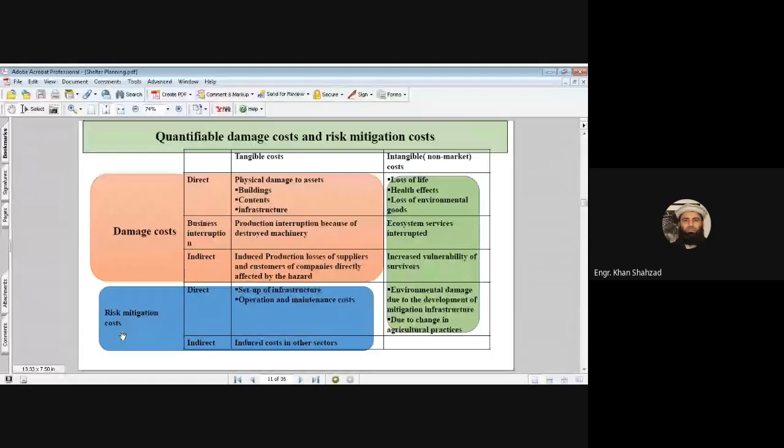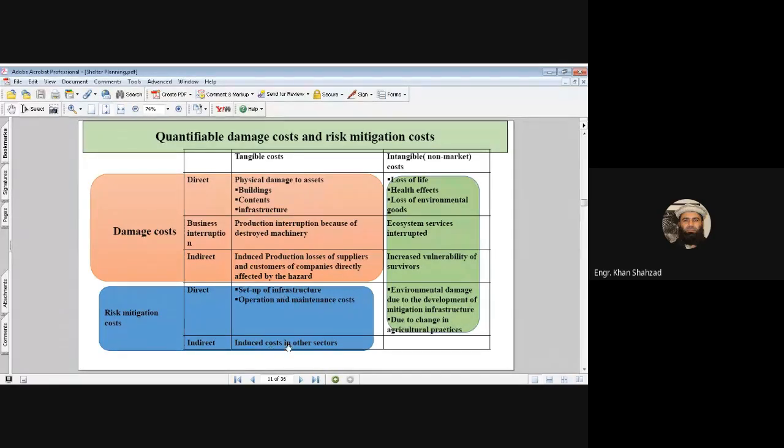Okay, so risk mitigation costs. How can we calculate the cost of risk mitigation? One is direct, the other is indirect. Like setup of infrastructures, you can develop or set up the infrastructure again. Operation and maintenance costs, so you can calculate this. These are the tangible costs.